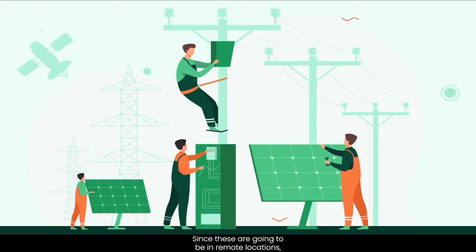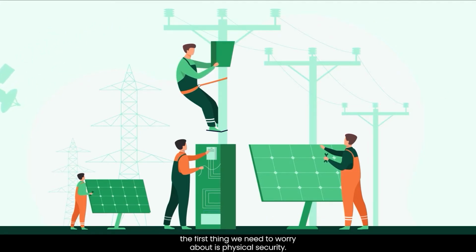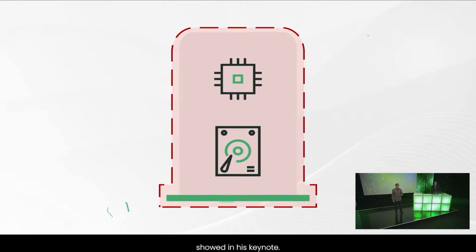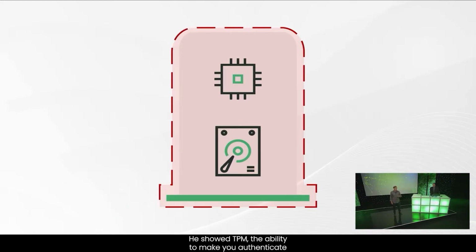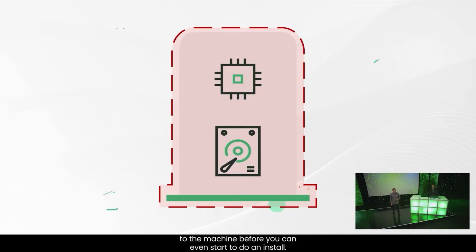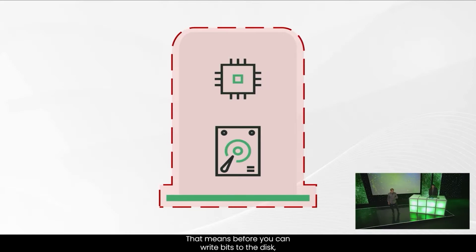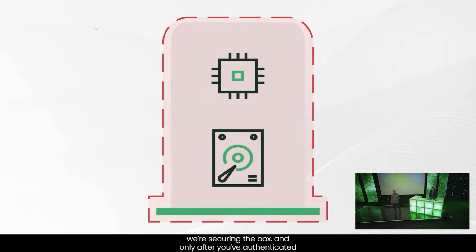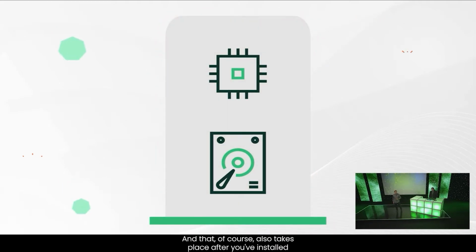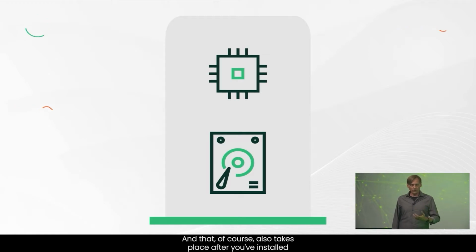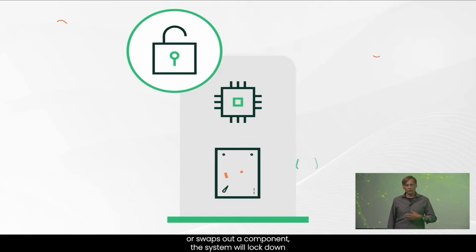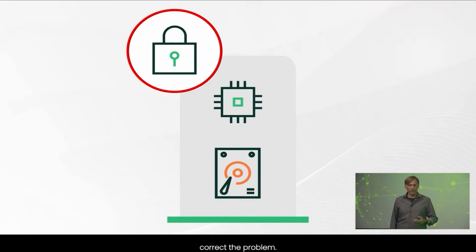Since these are going to be in remote locations, the first thing we need to worry about is physical security. This is one of the things that Keith Basil showed in his keynote. He showed TPM, the ability to make you authenticate to the machine before you can even start to do an install. That means before you can write bits to the disk, we're securing the box. And only after you've authenticated are you allowed to install an operating system. And that, of course, also takes place after you've installed the operating system to give you a secure boot. So if somebody comes in and swaps out a hard drive or swaps out a component, the system will lock down and not allow it to boot so that you can then correct the problem.